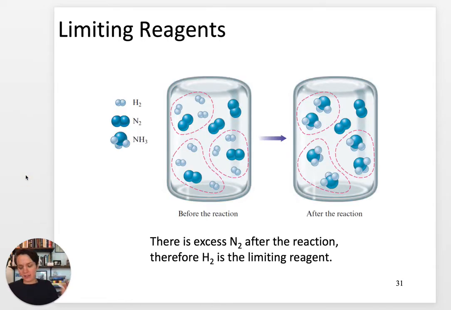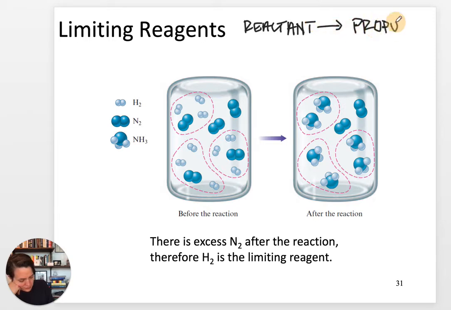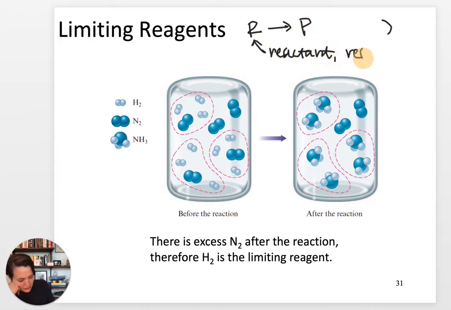Okay, so everything that we've talked about so far, we've been looking at the amount of one reagent that we have, right? One thing I don't think I've said yet is that all chemical reactions go reactant to product. We sometimes say reactant, we also say reagent.